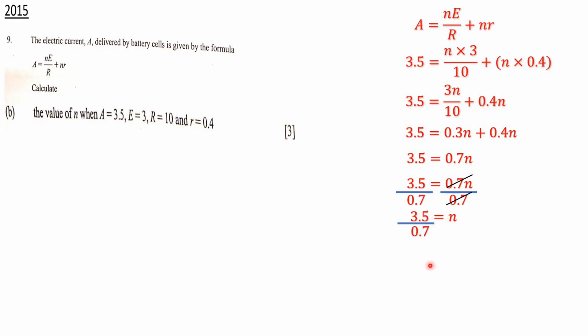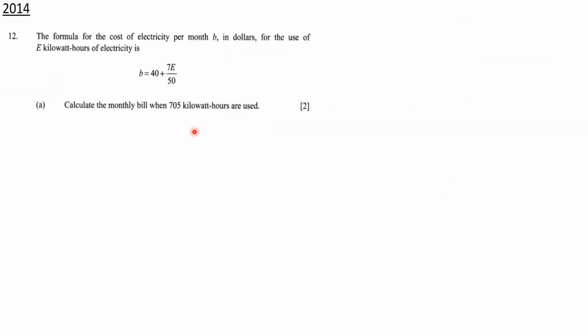And what is that? What is 3.5 divided by 0.7? The answer is 5. So n is equal to 5. And that is the value of n when A equals 3.5, capital E is equal to 3, capital R is equal to 10, and small r equals 0.5. Okay, moving right along, let's go on to question 14.